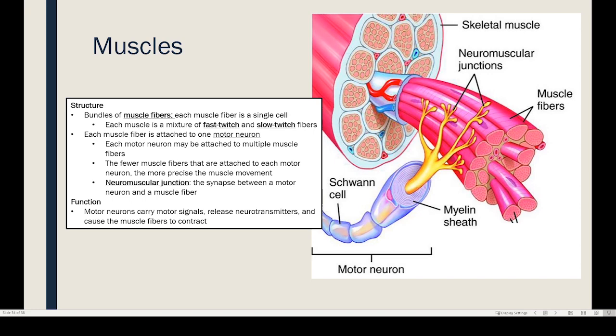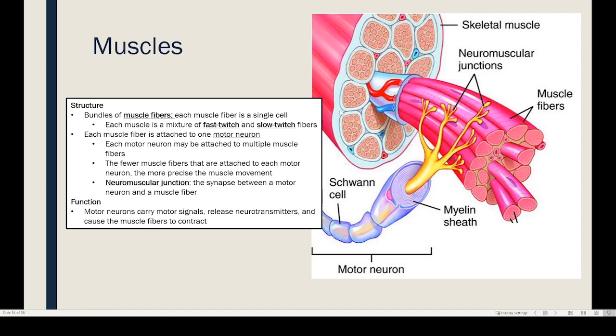So muscles are basically bundles of these structures called muscle fibers. And these muscle fibers are actually 1 cell each, but they're really long and stringy. So this would be 1 muscle fiber here, which is actually 1 cell, but it's really big. And so muscles are made up of whole bundles of these muscle fibers. And each muscle fiber can either be what's called a fast twitch fiber or a slow twitch fiber. We'll talk about that in more detail in a bit.